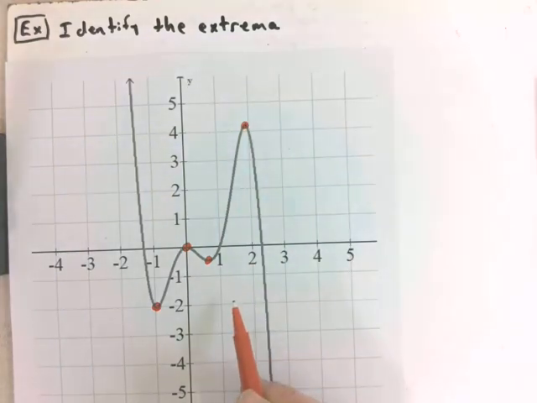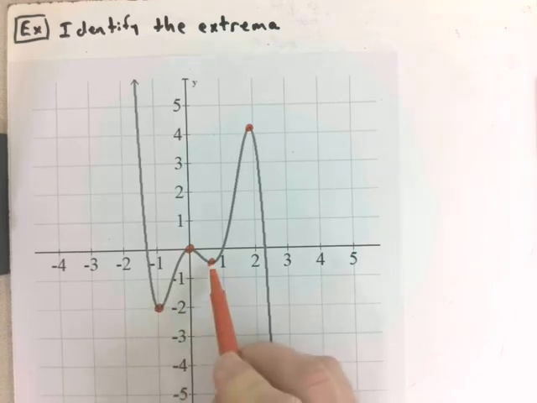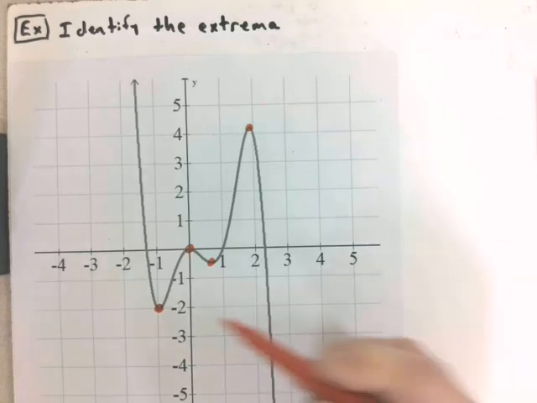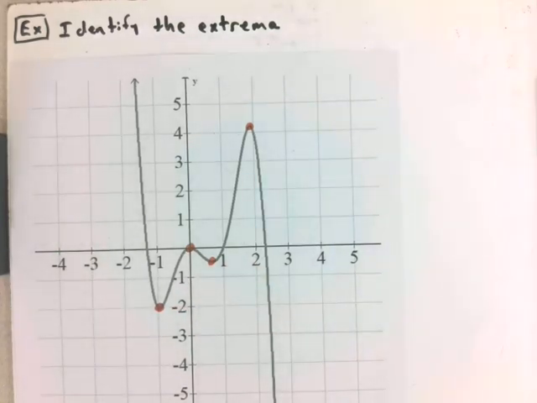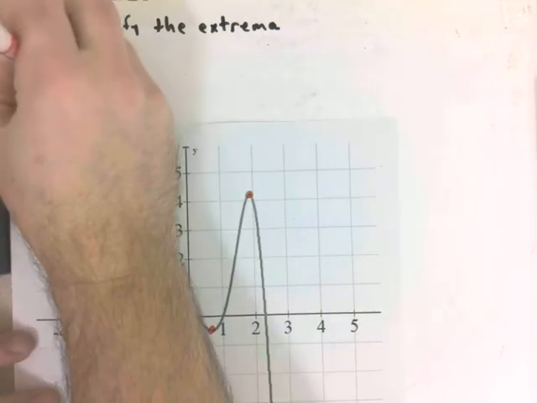And the same thing with our minimum values. We happen to have two valleys, we have two minimums, but neither of these are the lowest point because our graph goes down over here on the right side. So we have two relative maximums and two relative minimums in this problem.